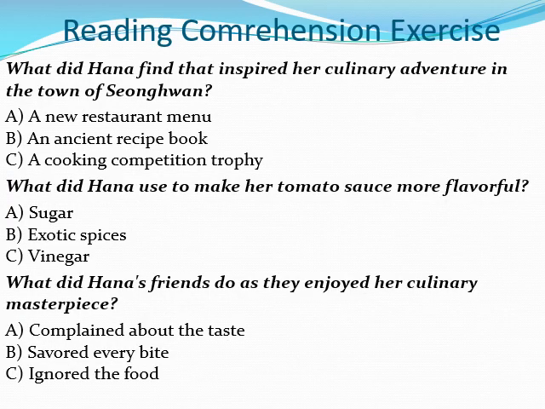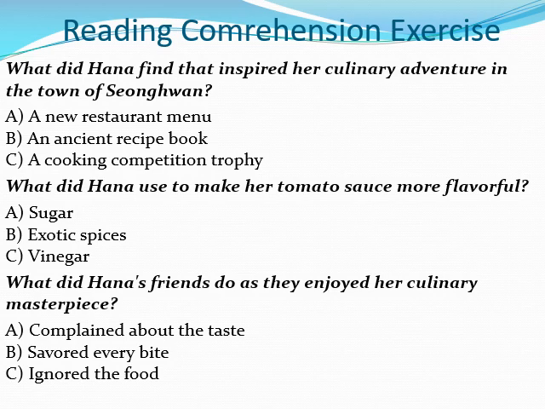Okay, let's look at this reading comprehension exercise, reading understanding exercise. What did Hana find that inspired her culinary adventure in the town of Sungwon? Was it A, new restaurant menu, B, an ancient recipe book, or C, a cooking competition trophy? Next question. What did Hana use to make her tomato sauce more flavorful? Did she use A, sugar, B, exotic spices, or C, vinegar?